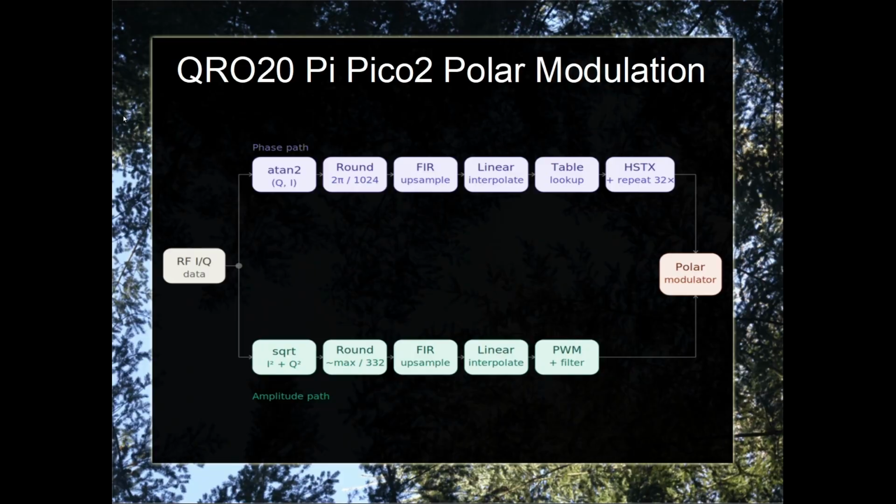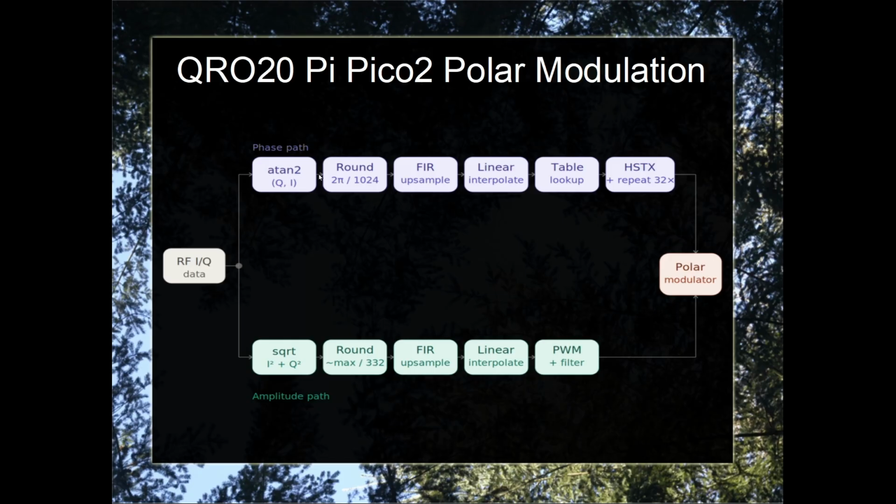Some of you were requesting a more detailed explanation of how the Pico2 generates the amplitude and phase waveforms for polar modulation, so I threw this together. The QRO20 uses the Pico2 for its polar modulation.